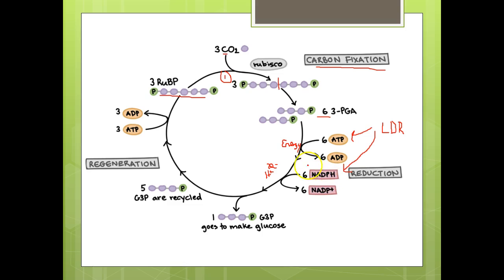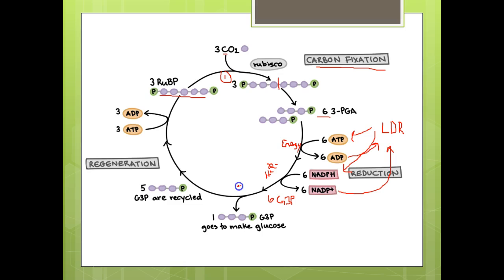Once the NADPH drops these things off, it will be oxidized to NADP+. That NADP+ can travel back to the light reactions. Once ATP drops off the energy, ADP will travel back to the light reactions so that it can be converted back to ATP. And this one can be converted back to NADPH. Once you add the electrons and hydrogen ion and energy to these 3-PGA molecules, you will convert the 6 total 3-PGA molecules into 6 G3P molecules.